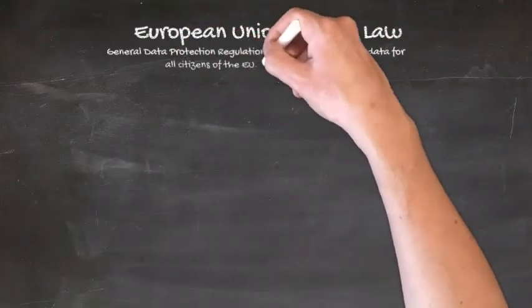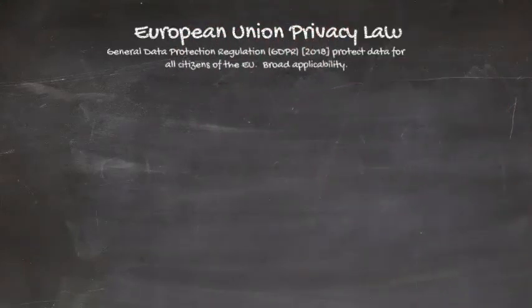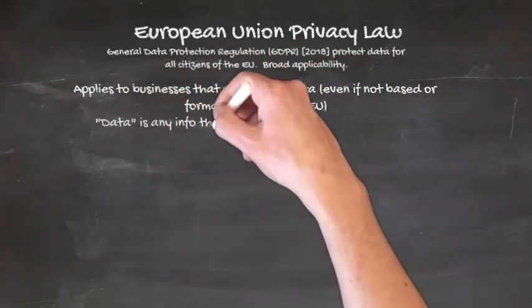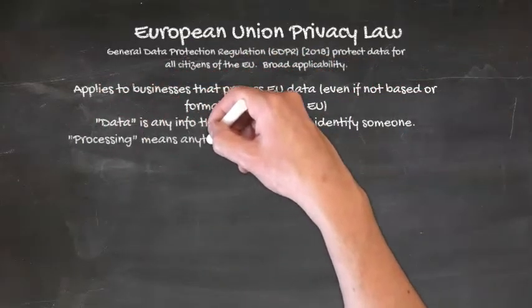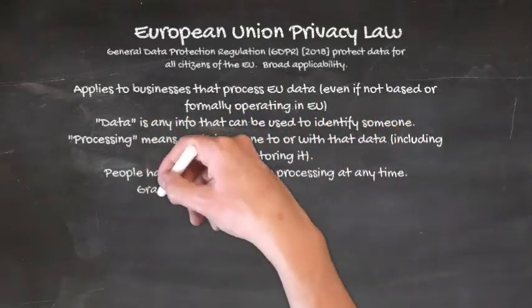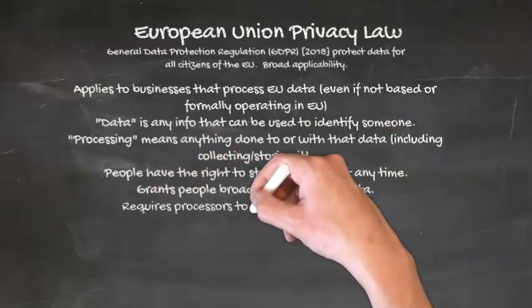This protects all data for citizens of the EU. It has broad applicability, and it's not restricted to companies that operate in the EU. So if you process EU data, you're subject to it. For example, if I have customers in the EU, it's applicable. If I have employees in the EU, it's applicable, even if I don't have anybody there.